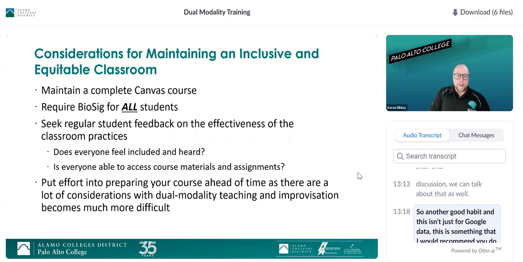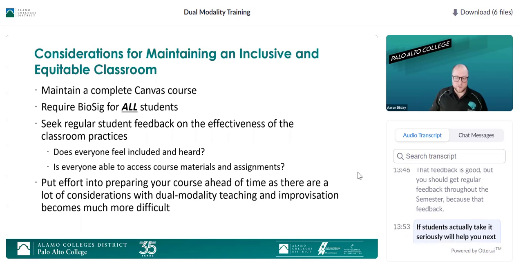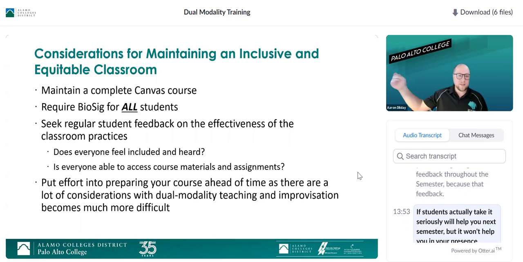So another good habit, and this isn't just for dual modality, this is something that I would recommend you do for all your classes if you can, is try and get regular student feedback. We all know that there's an end of semester student survey, right? The classic survey, you go to take class, pretty much anywhere at college in this country. You have that dreaded survey at the end of the semester where the professor's got to leave the room and then they drop it off at the department office or whatever. That feedback is good, but you should get regular feedback throughout the semester, because that feedback, if students actually take it seriously, will help you next semester, but it won't help you in your present semester.